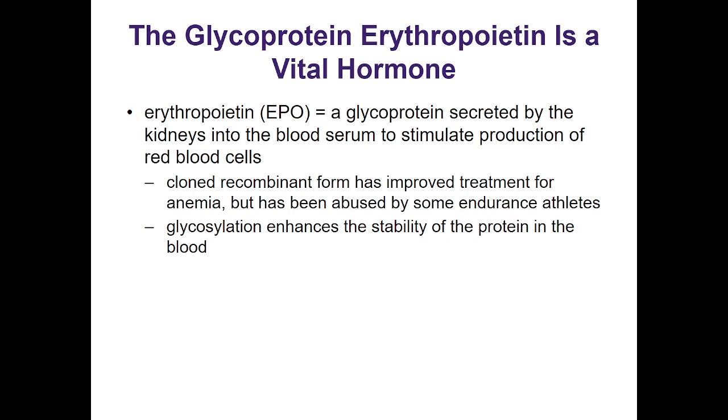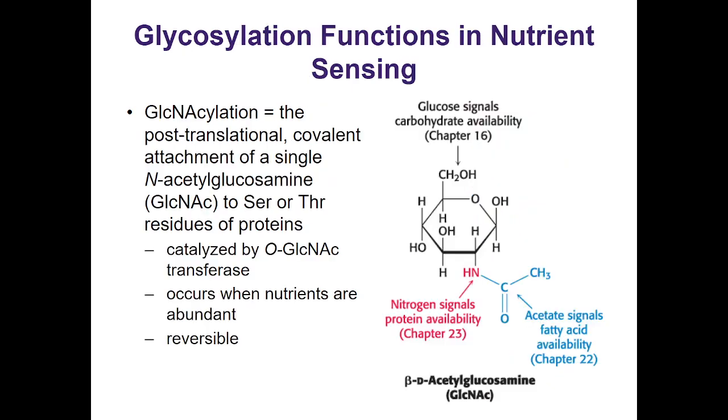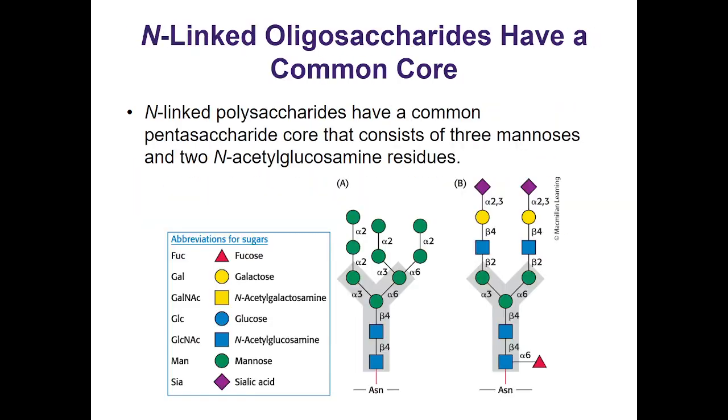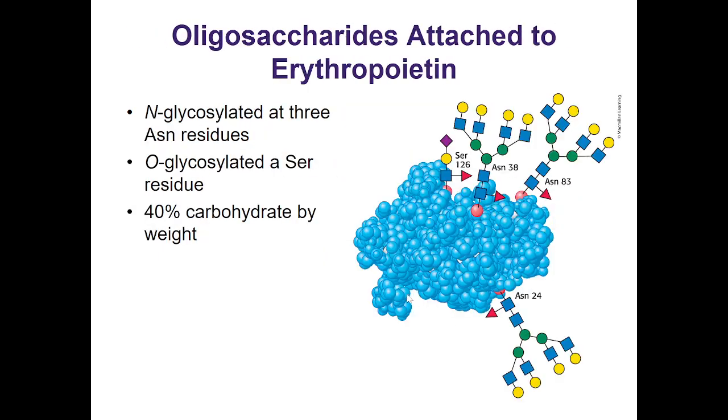Glycosylation will enhance the stability of the protein in the blood, which is why it can be abused and why it's a more effective treatment, right? If you can give a more stable version, which will keep it in the blood and active more often, then that will be a better treatment, and more effective than your normal. The oligosaccharides are going to be attached to the erythropoietin. This is right here. So it's N-glycosylated at 3 ASN residues. Please note, literally, this is what we were looking at over here, right? We've just attached them to the actual protein here.